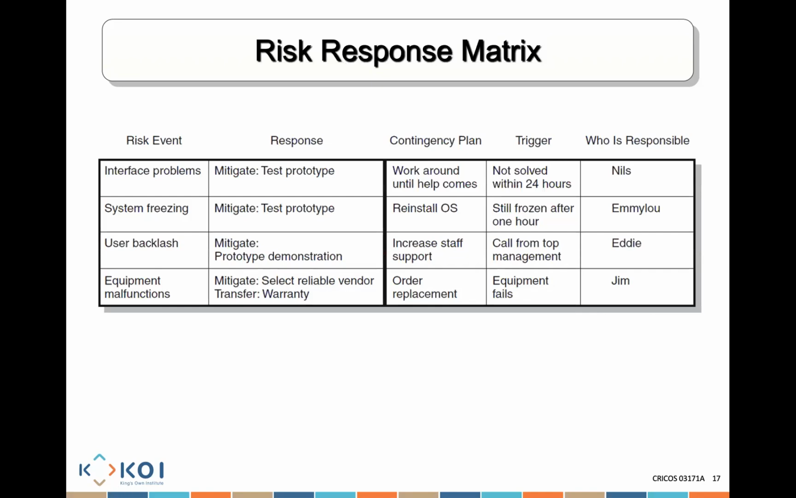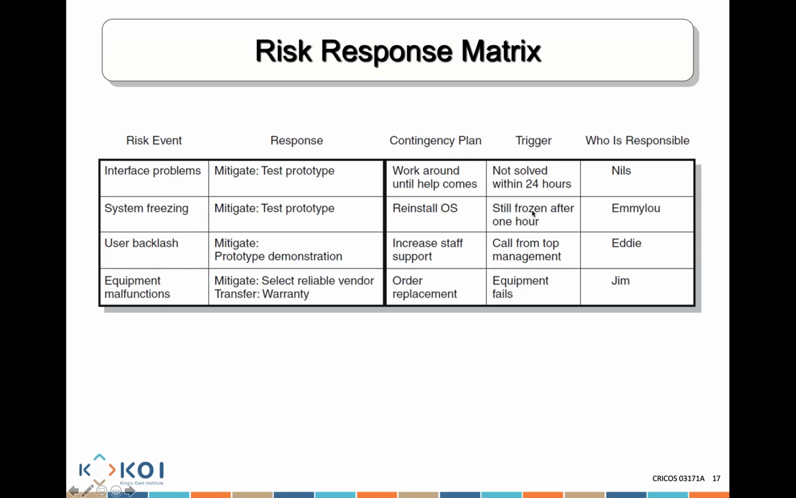This is an example of a risk matrix you might think about. If I talk about system freezing, how do I mitigate the risk so that it won't occur? Well, I test it. I make some testing to really solve that particular problem. What's a contingency plan? What can I do if the problem does occur? If the system stops working, what do I do? Well, I reinstall my whole operating system, because although I mitigated it and tried to prevent the risk from occurring, it still did occur. So my contingency plan is, if it occurs, I'm going to reinstall my operating system.